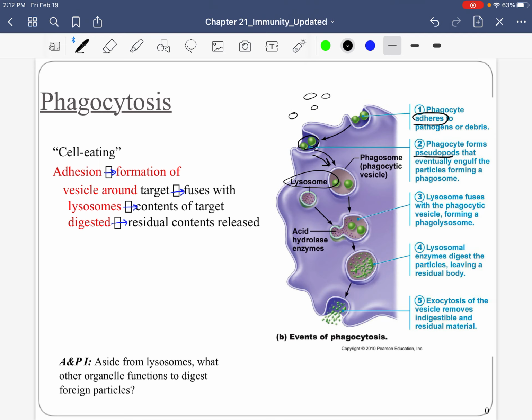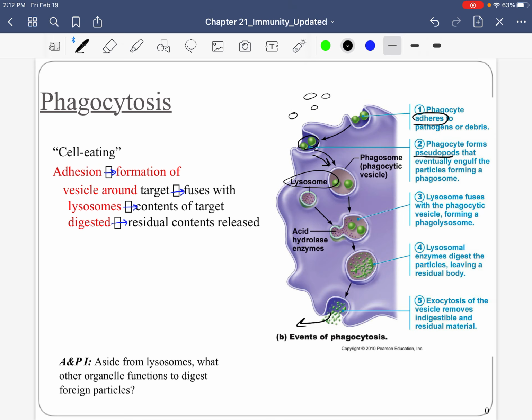Hey, look at all this A&P1 review. We talked about endocytosis. Now I'm talking about a part of the cell, an organelle that kills bad things. Lysosome. So of course, these white blood cells are going to have many, many lysosomes. So once we bring in the bacteria, the white blood cell will send the bacteria to the lysosome. The lysosome breaks it down, and then the white blood cell spits out the contents.